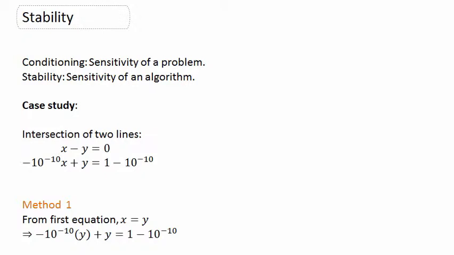We've seen that conditioning is the way we talk about the sensitivity of a problem. Well, corresponding to that is the idea of stability, which is how we talk about the sensitivity of an algorithm. So another way of thinking about it is that every problem has some built-in sensitivity, but depending on which algorithm we choose, we might introduce some additional sensitivity that makes things worse.